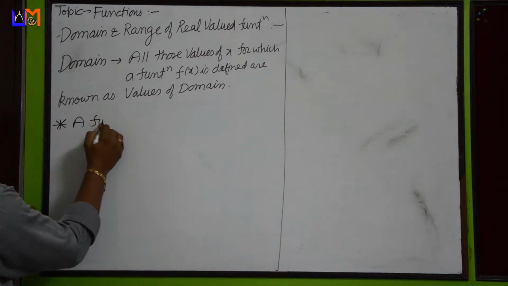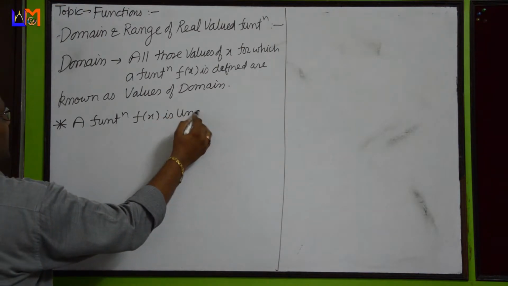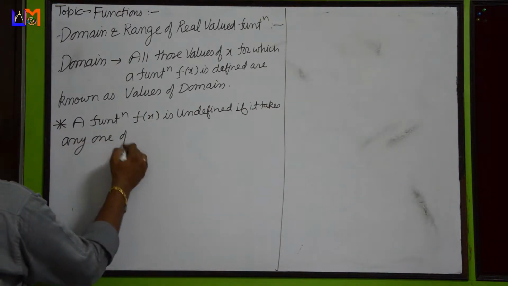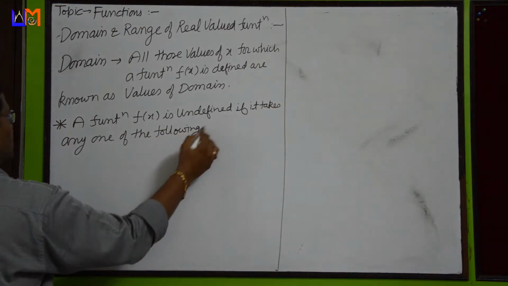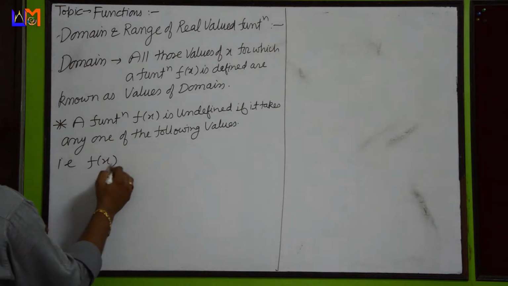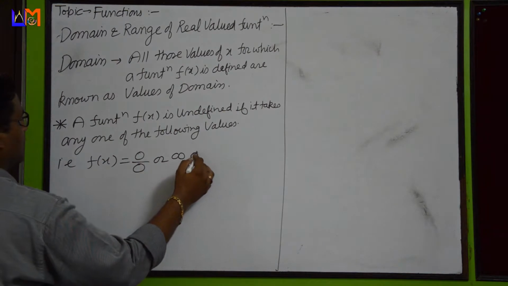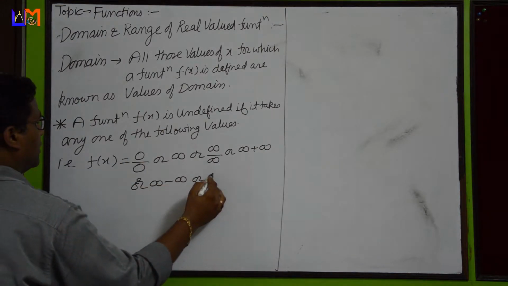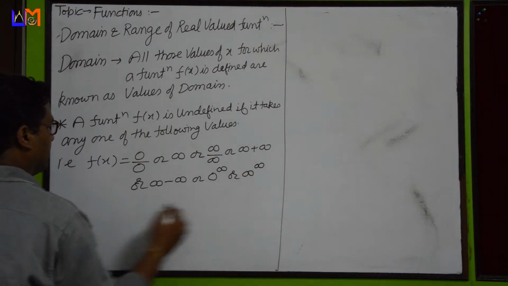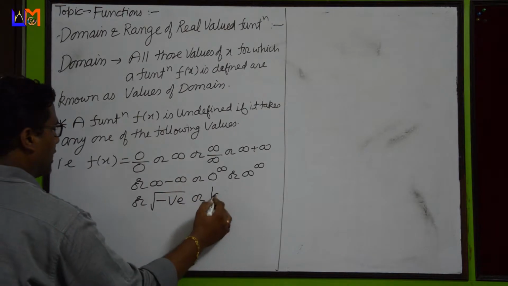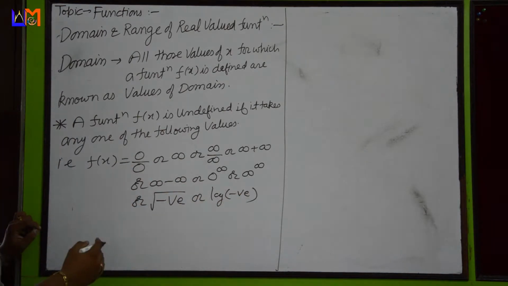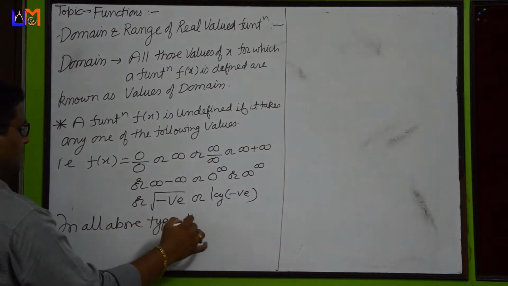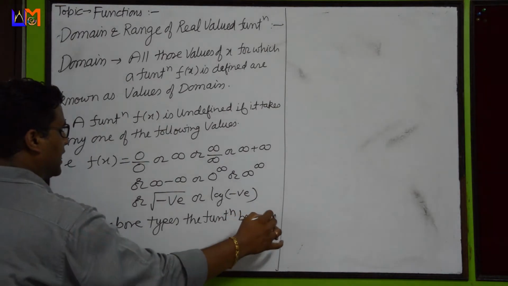So understand, a function f(x) is undefined if it takes any one of the following values, that is, if f(x) becomes 0 by 0 or infinity by infinity or infinity plus infinity or infinity minus infinity or 0 power infinity or infinity power infinity or negative in square root or negative in logarithm. In all these types, the function becomes undefined.